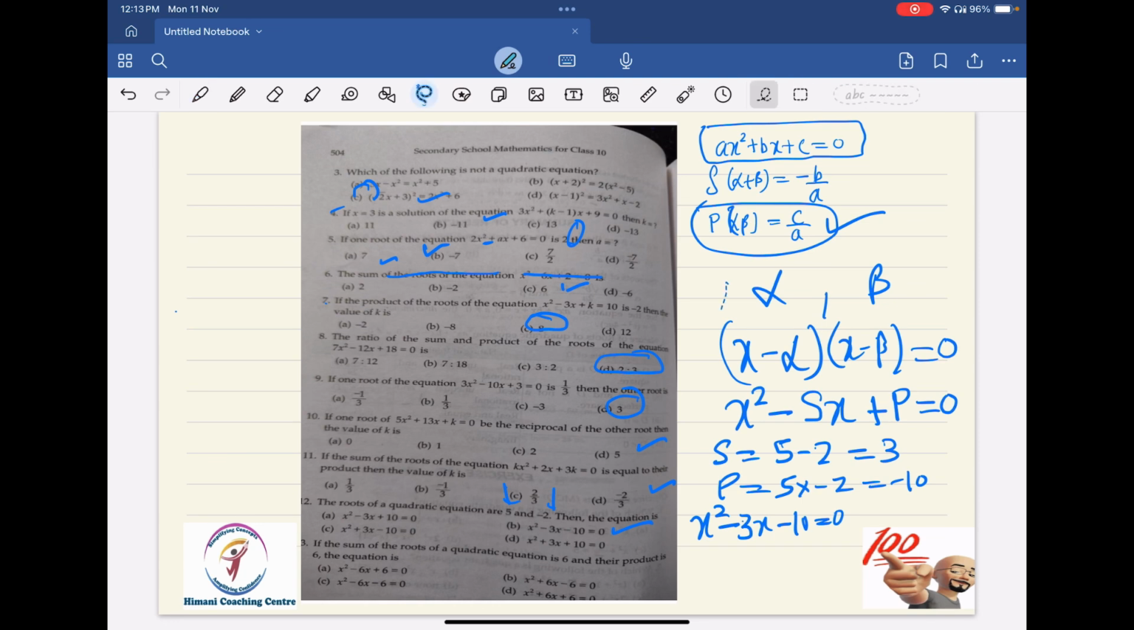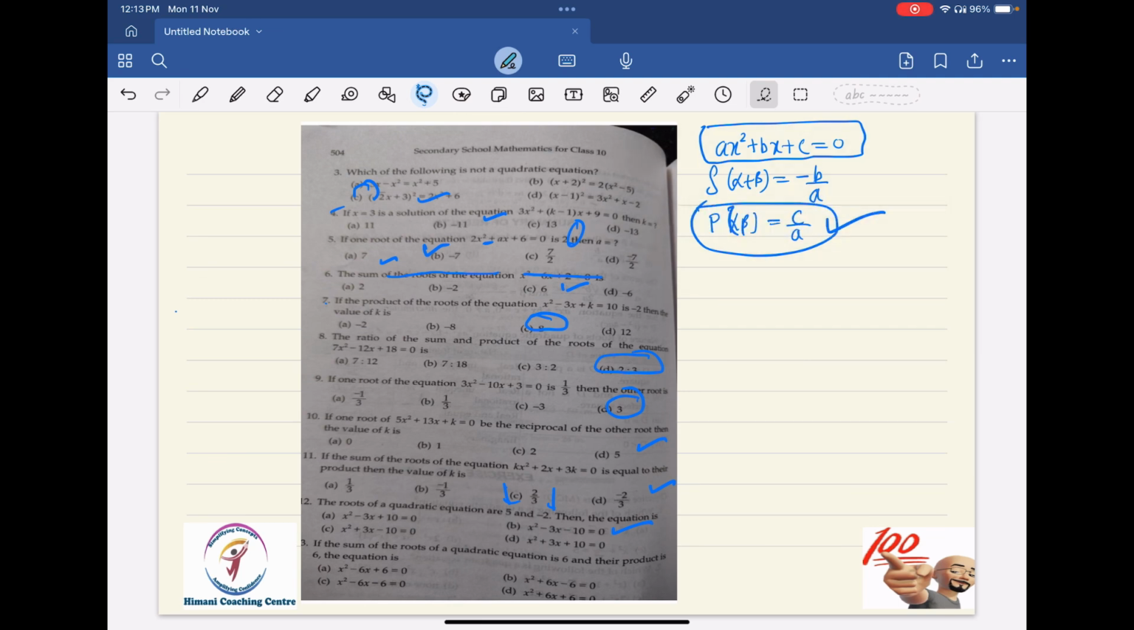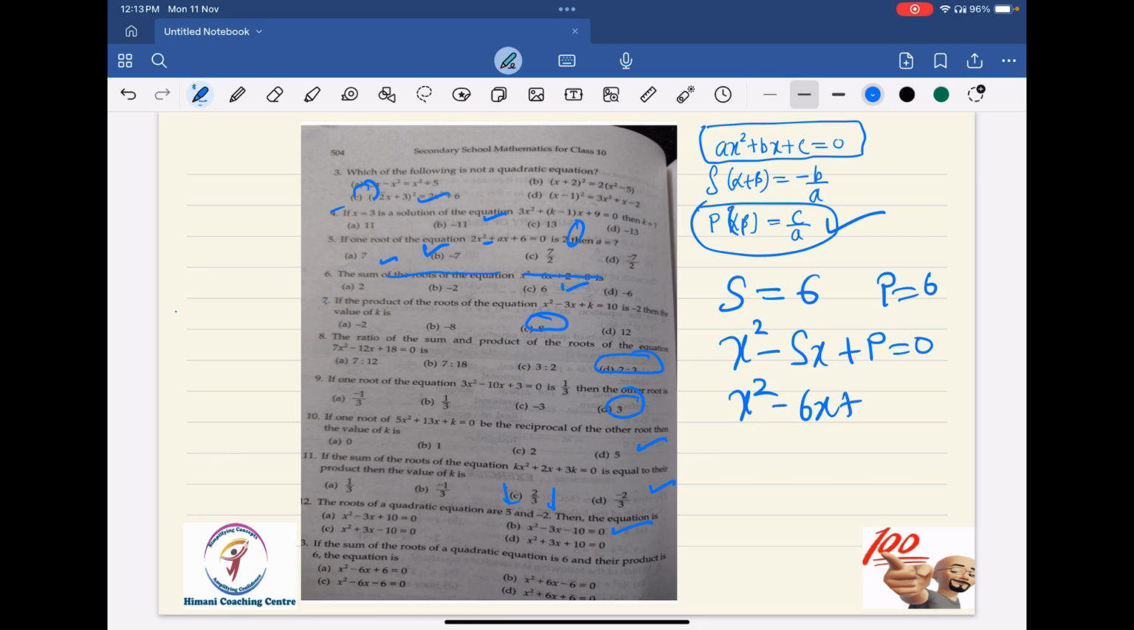Now let us look at the last question for this video. If the sum of the roots of a quadratic equation is 6, now here they have given S, which is 6, and their product is also 6. Find the equation. Again, we will simplify this. x square minus sx plus p equals 0. So x square minus 6x plus 6 equals 0. And look for that option, which happens to be x square minus 6x plus 6 equals 0. Our A option is the right option.